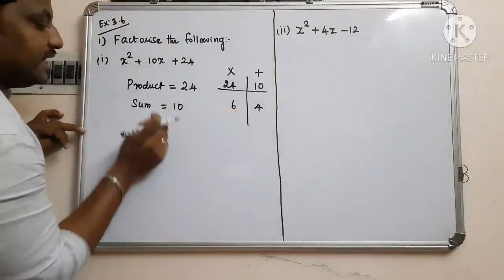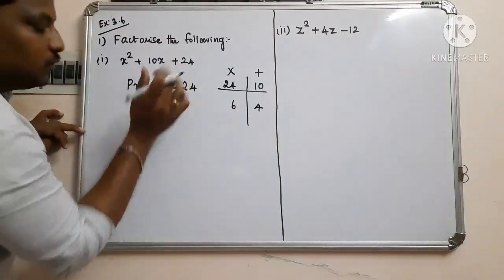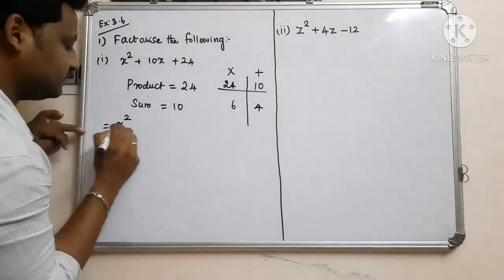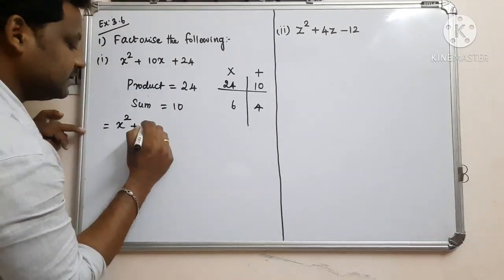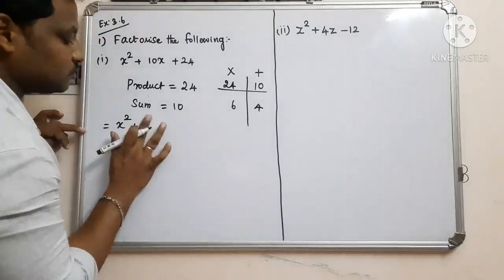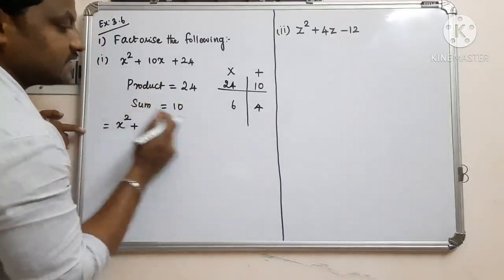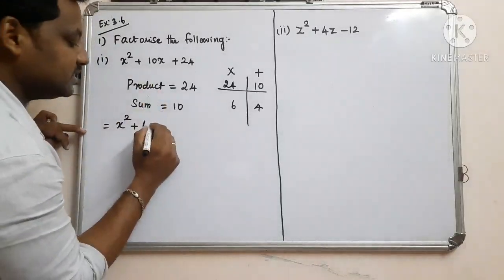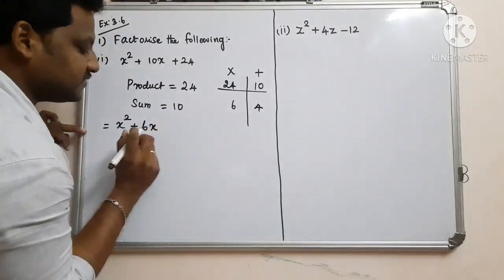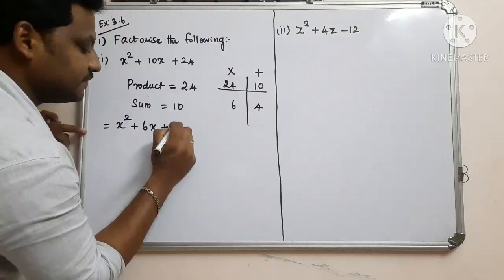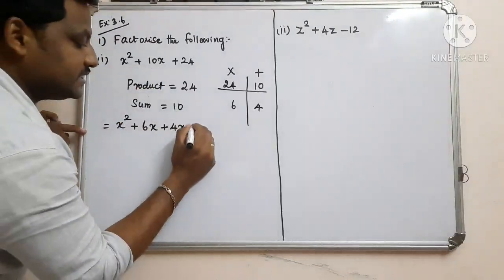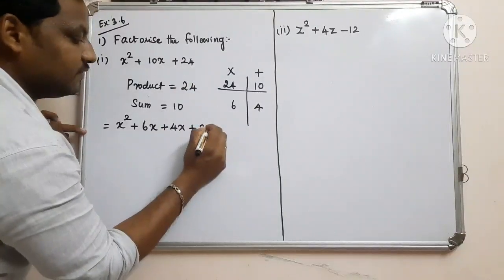So we have to expand the sum value only. The given equation is x square plus 10x, which should be written as 6x plus 4x. This 10x should be split into two terms, 6x plus 4x, plus the last value 24.